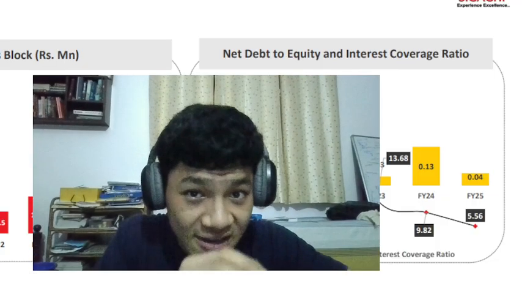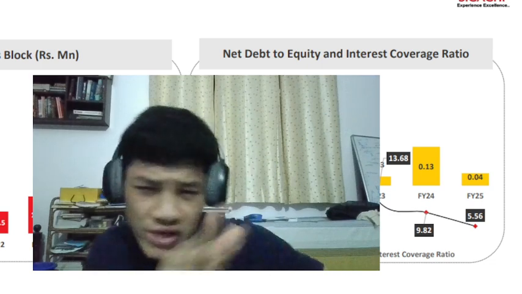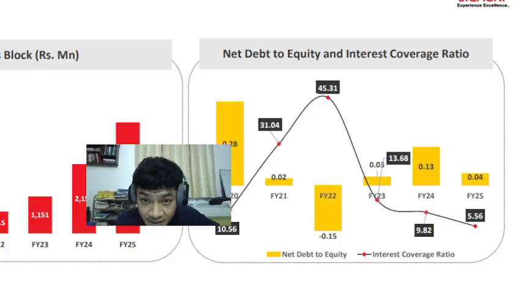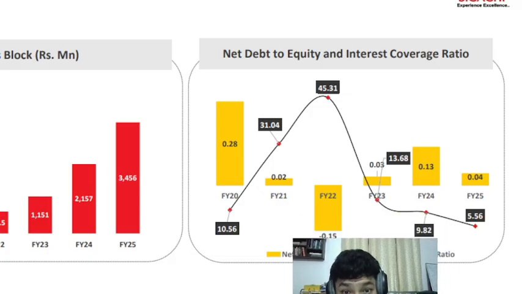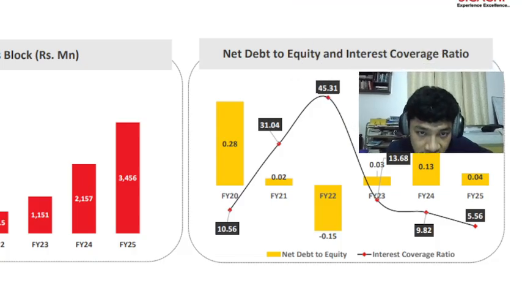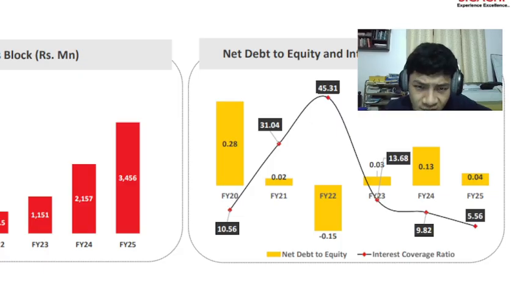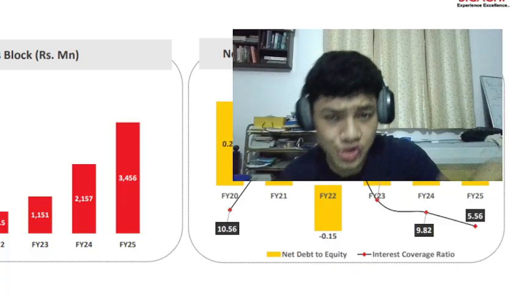If the interest coverage ratio is less than one, it's concerning. More than one, nice. Two, three, four, five, the higher the number, the better. So in 2020, interest coverage ratio was 10, very healthy. 2022, it's 45, extremely healthy. Then 13, then 9.8, then 5.5. 5.5 is still healthy, but we have seen a decrease in the interest coverage ratio.